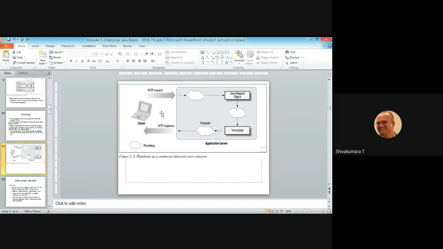So this is one architecture which we have been following since the beginning of your AJP class, right? Request and response through the HTTP protocol.